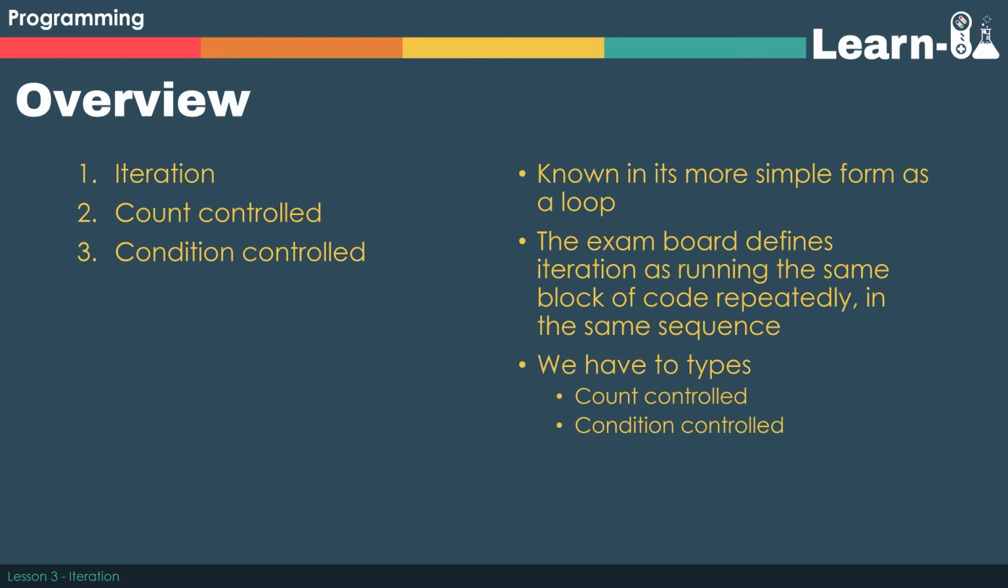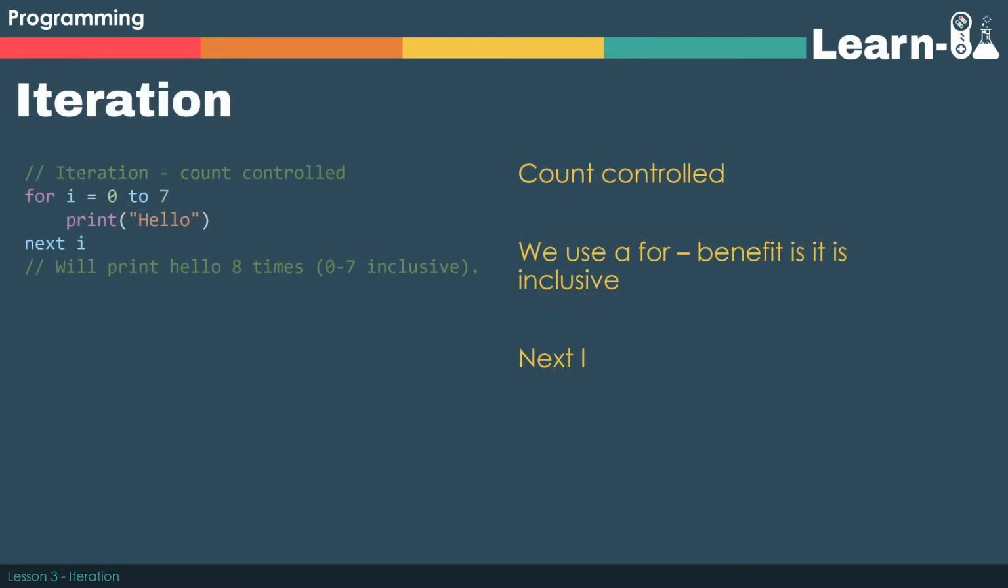Let's have a look at count controlled first. Count controlled loops are typically for loops. So in the example, for I equals 0 to 7, it'll run that block of code 8 times. The difference between this and Python, for example, is that the 0 to 7 is inclusive. That means it includes that final value.